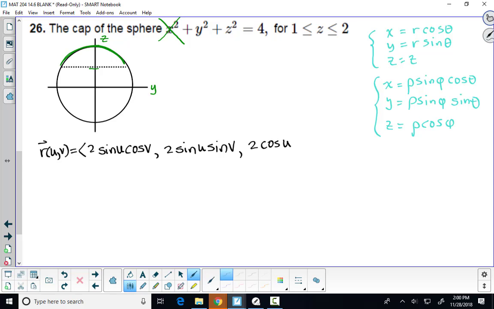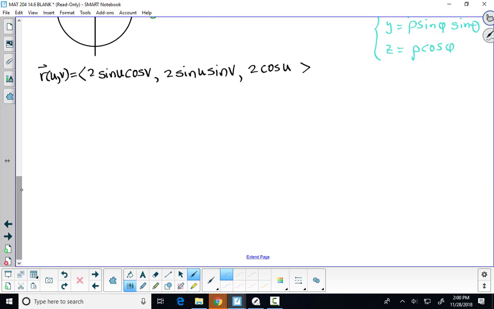Exactly. All right, so that's our parameterization. If we let all the phi's be u, that's our parameterization. So that's a parameterized sphere of radius 2. I promise. That's a parameterized sphere of radius 2.